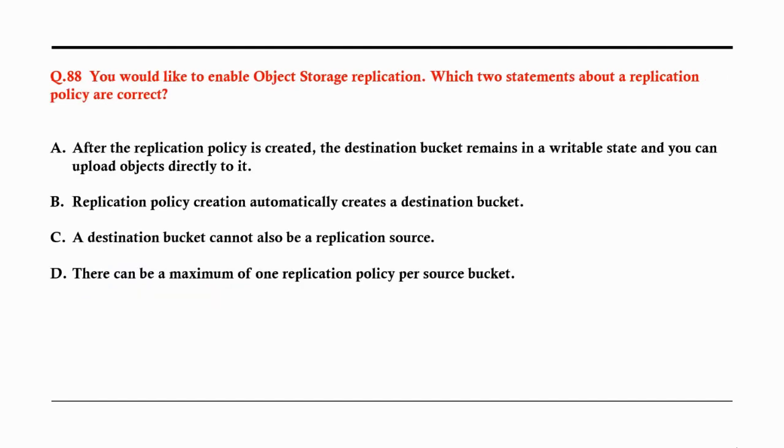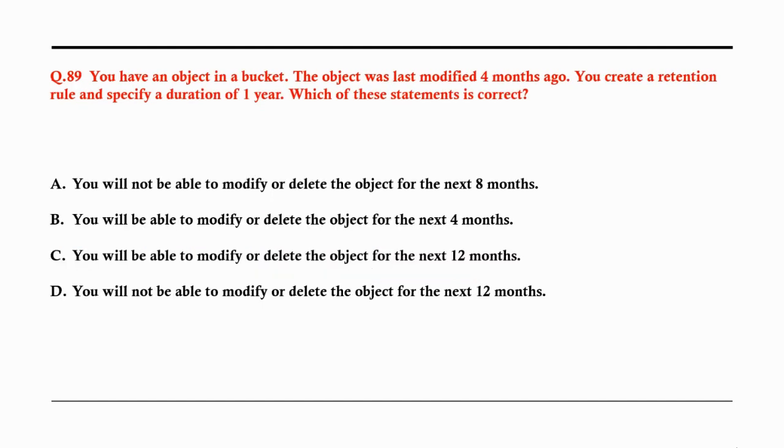Question 88. You would like to enable object storage replication. Which two statements about the replication policy are correct? The correct answer is C, a destination bucket cannot also be a replication source. And D, there can be a maximum of one replication policy per source bucket.